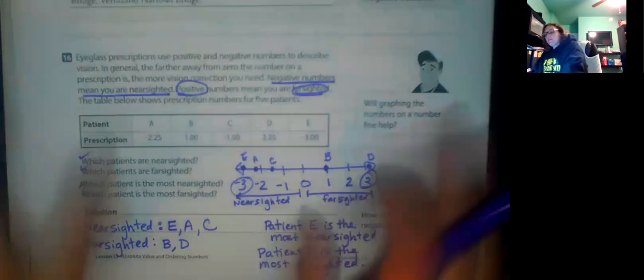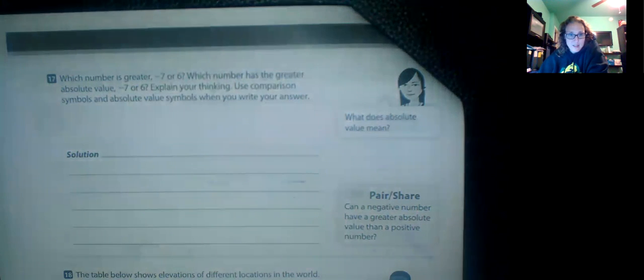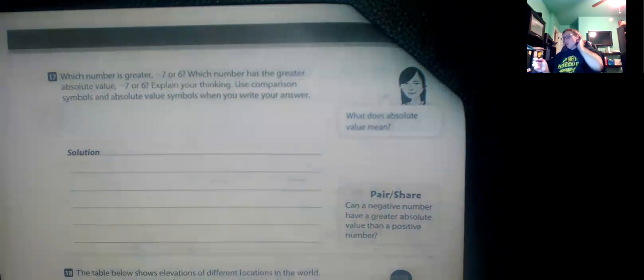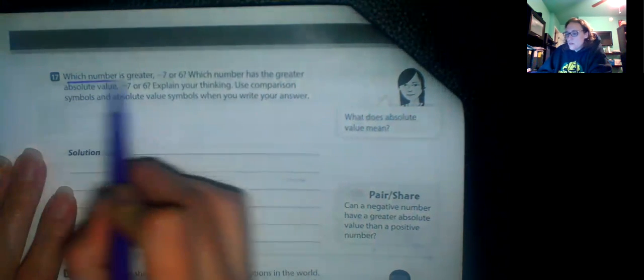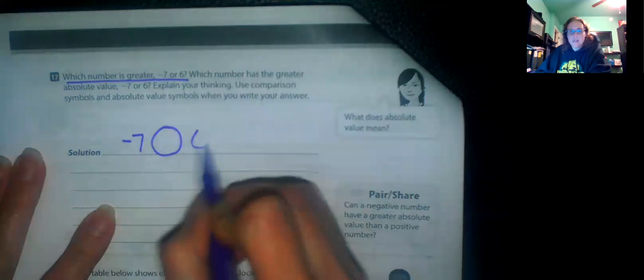All right, let's turn the page. Which number is greater, -7 or +6? Which number has the greater absolute value, -7 or +6? Explain your thinking. Use comparison symbols and absolute value symbols when you write your answer. Okay, so let's look at the first question. Which number is greater? So we have -7 compared to +6.